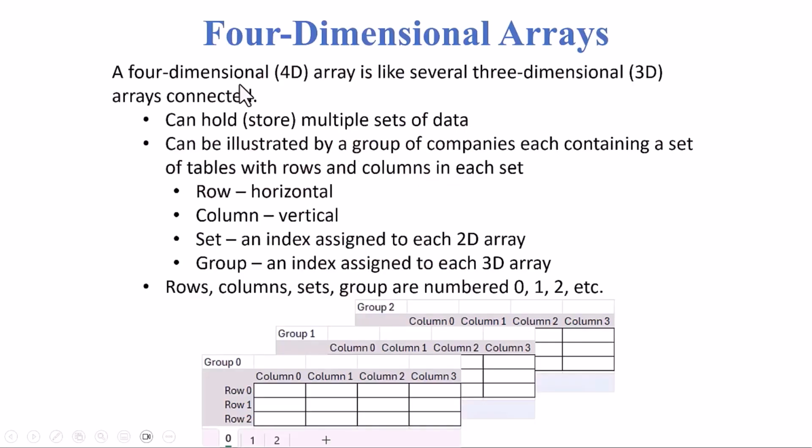But a four-dimensional array, 4D, looks like several three-dimensional arrays connected. They can hold and store multiple sets of data. They can be illustrated by a group of companies, each containing a set of tables with rows and columns in each set. So we have rows, we have columns for the vertical, we have a set index for the 2D array, and a group which has an index assigned to each 3D array. So the set represents each 2D array, the group sets each 3D array. And so the row, column, set, and group are numbered 0, 1, and 2, just like everything else. Everything starts with 0 and goes on forward.